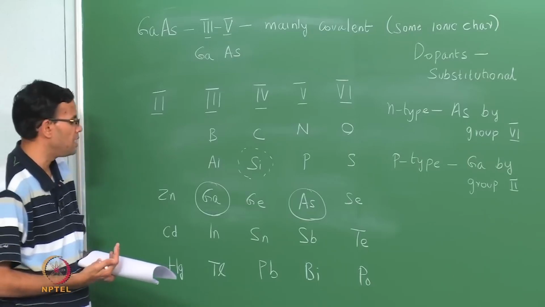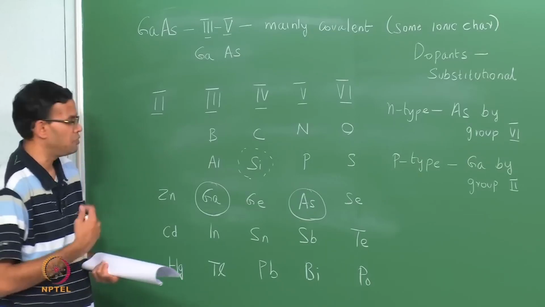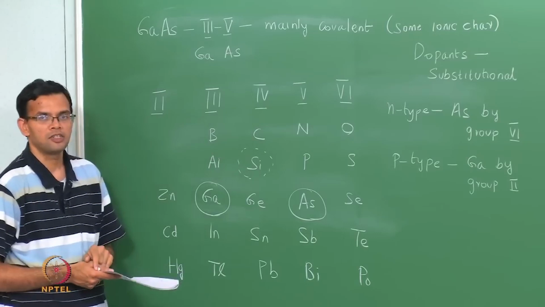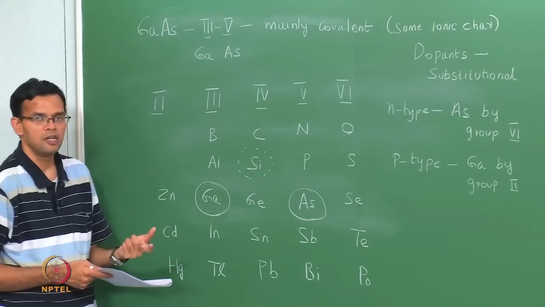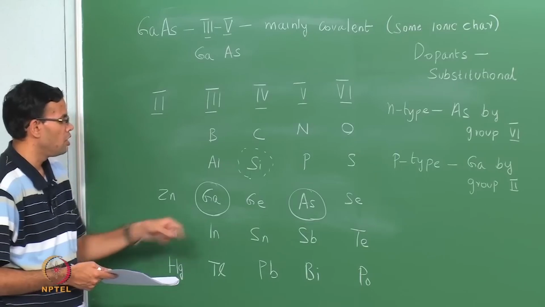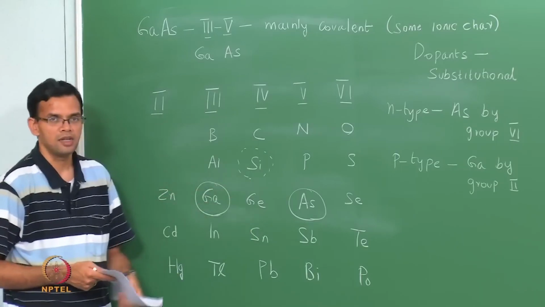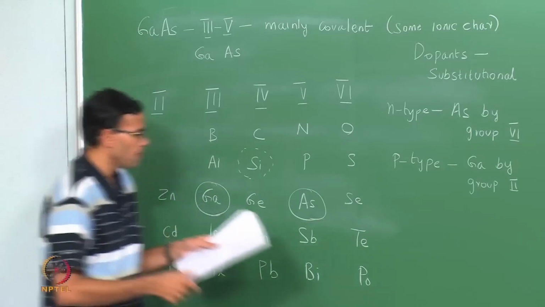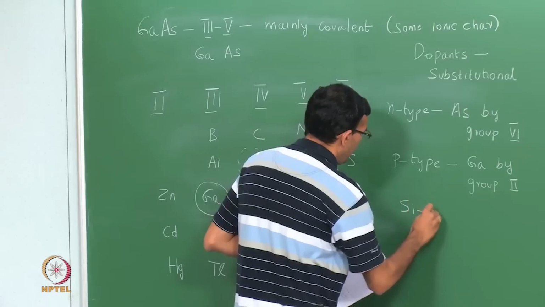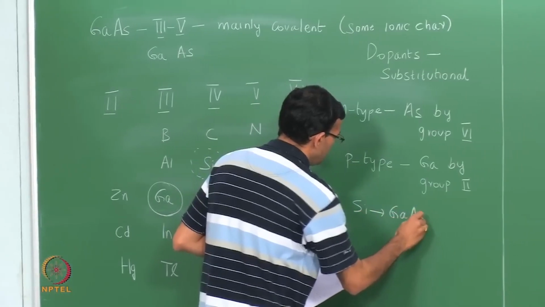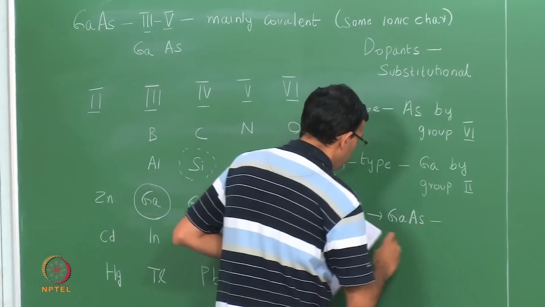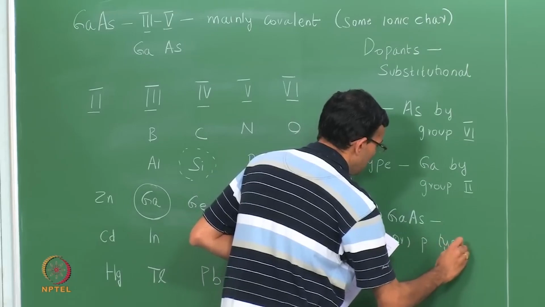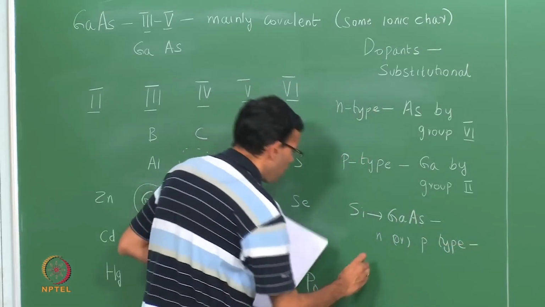So, if the silicon replaces the gallium, then silicon has one more electron because this is group 4, this is group 3. So, the extra electron is available for conduction, it will make it n type. On the other hand, if silicon replaces arsenic, it has one less electron and it will make it p type. So, silicon added to gallium arsenide can be either n or p type, and this type of doping is called amphoteric doping.